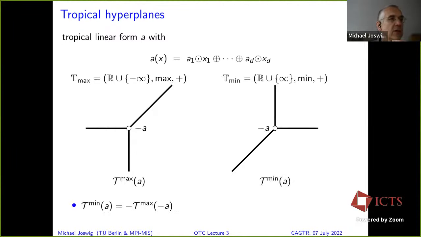And the similar thing for the min operation looks like this. So it's a mirror image. This is important, because very soon I will mix min and max. All right. In general, a tropical hyperplane is a codimension 1 polyhedral complex, and here a hyperplane in the plane is just a line.